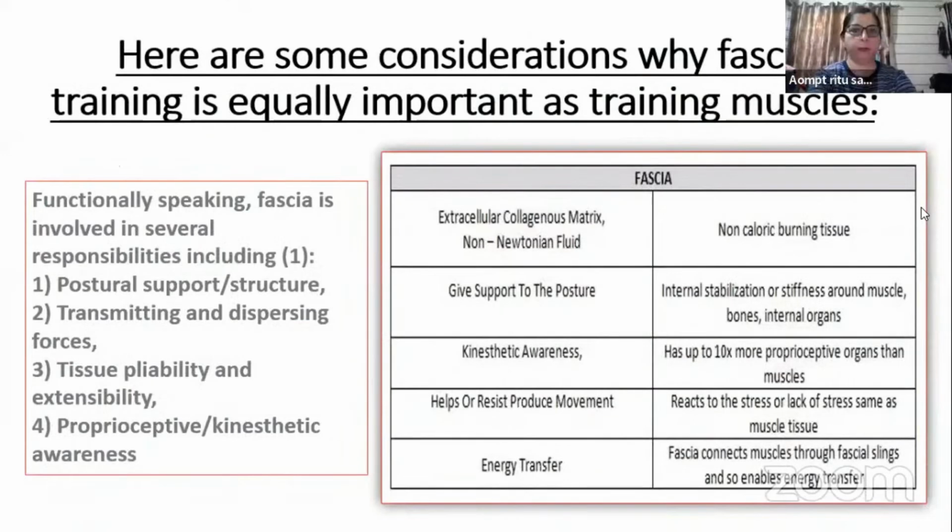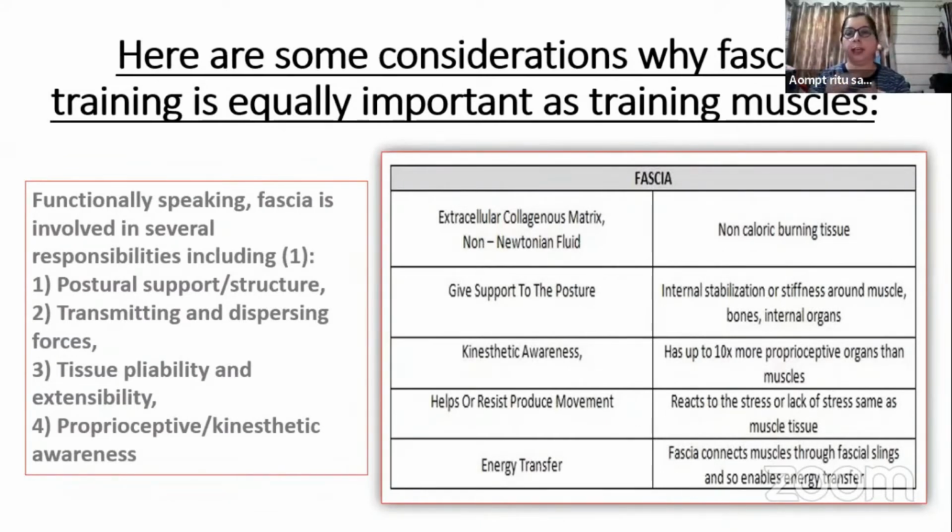And this is why it is important to treat the patient. We cannot say that we will treat the muscle only. We have to treat the fascia equally, because the fascia gives postural support for the structure. It transmits and disperses forces from one region to another. It gives tissue permeability and extensibility because of these extracellular matrix fluids; it gives movement to the muscle in between the fascia and muscle, and it also acts as a proprioceptive and sensory organ.